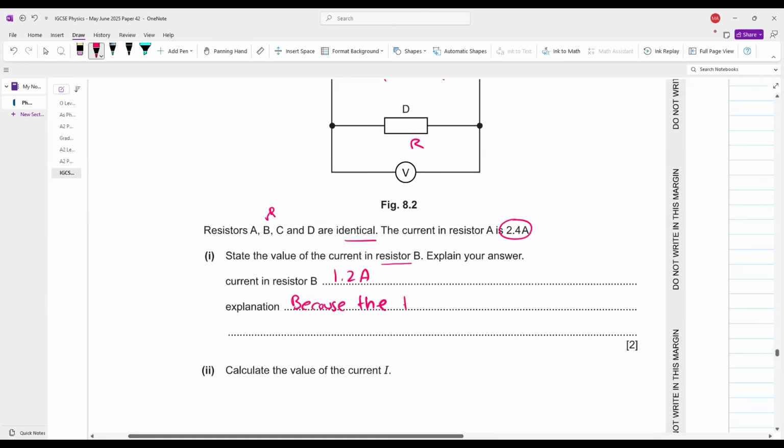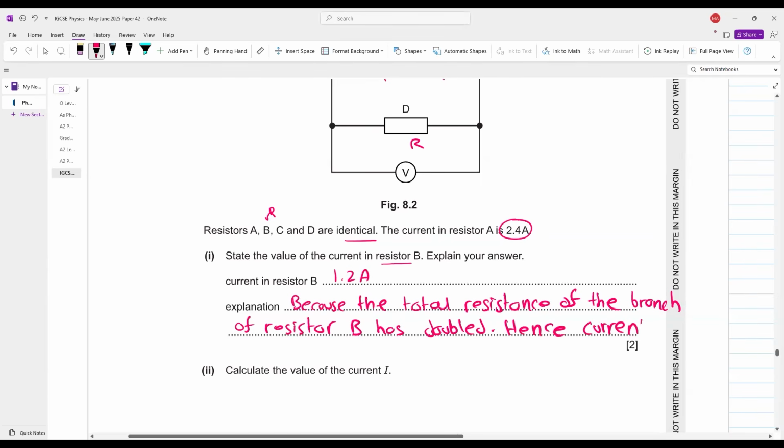Because the total resistance of the branch of resistor B has doubled, hence current halves. Simple. Now let's move ahead.